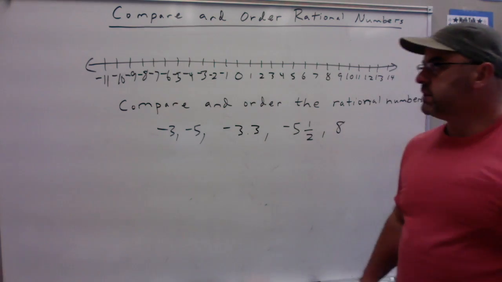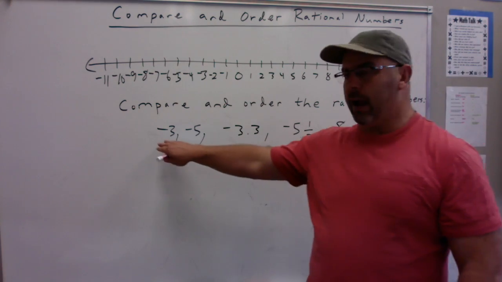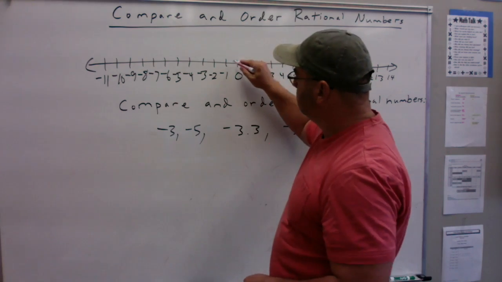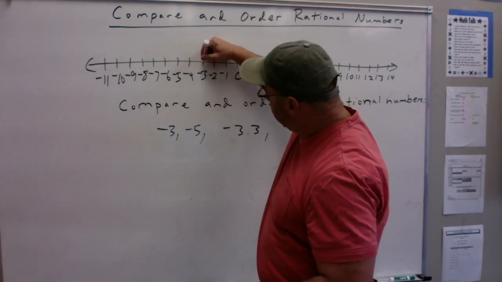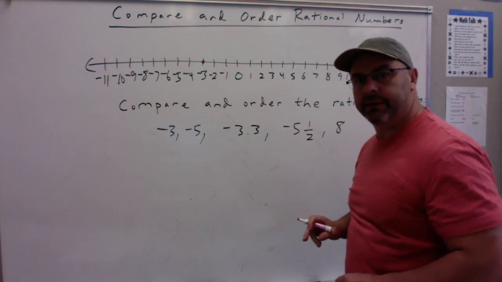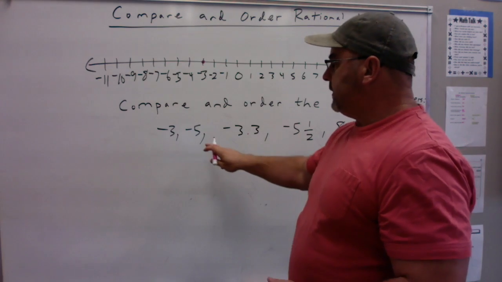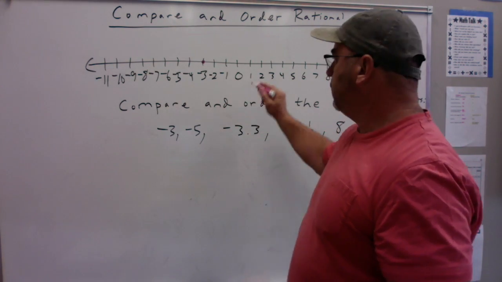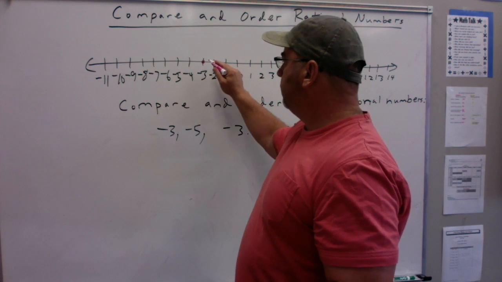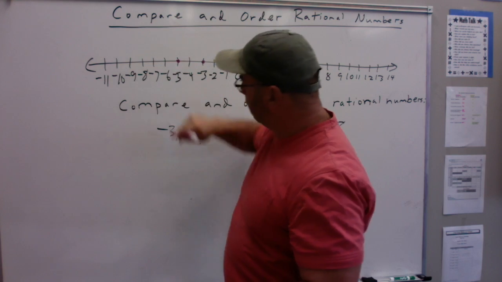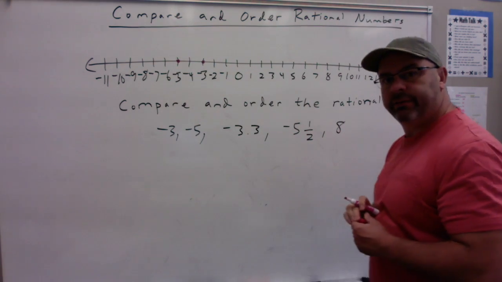So the first number I'm going to graph up here is -3. I'm going to put that on my number line: 0, -1, -2, -3. So that's kind of my starting point here, okay, at -3. Now what's next? -5. So where would that go? That would go 0, -1, -2, -3, -4, -5. That'd go right there, okay? So that's going to be -5.